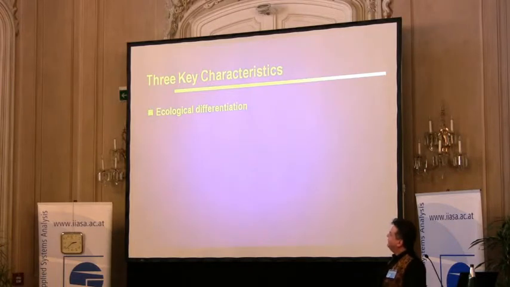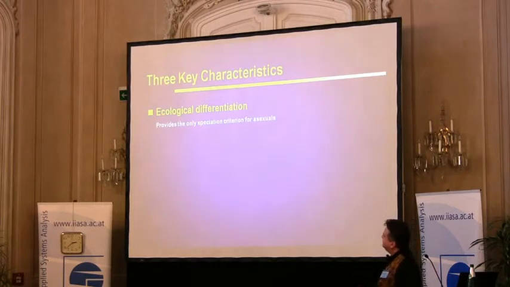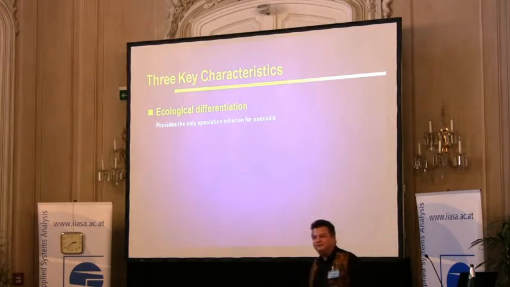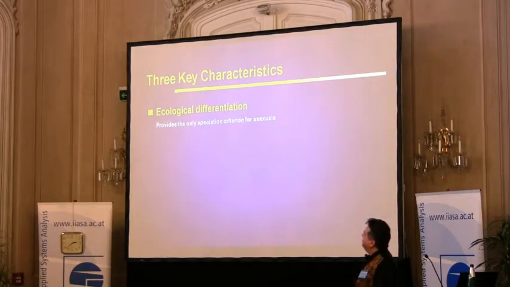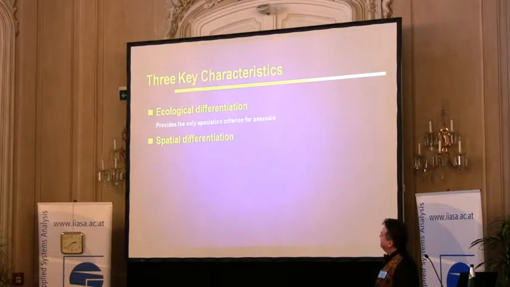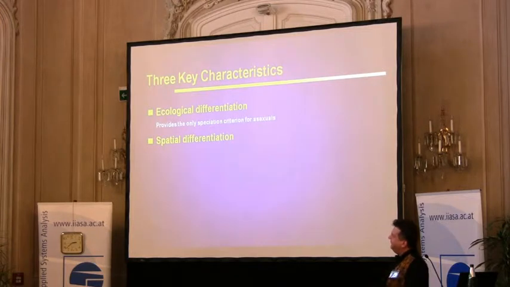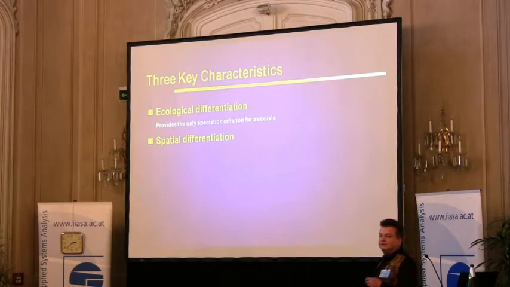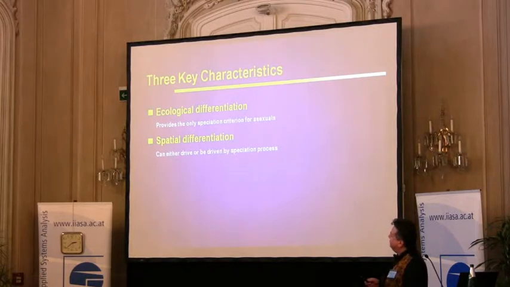the processes. And in my opinion, we need to include at least three notions here, which are critical to any speciation. That's ecological differentiation, which provides the only speciation criterion for asexuals. And some people would debate whether one should even talk about species in asexuals, but I decide to do that. And then we have the spatial differentiation, which I think is recognized not only because of the allopatry perspective of old, but also because of the recent emphasis on gradients and on parapatric speciation. And this can either drive or be driven by the speciation process.